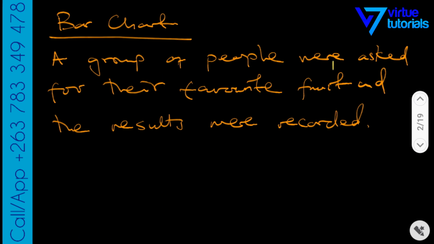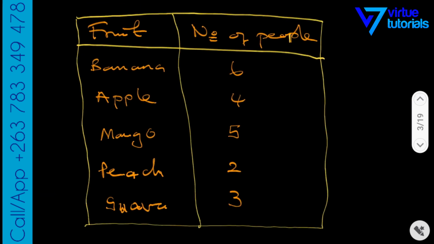A group of people were asked for their favorite fruit and their results were recorded. So what were the results? There's a table there. 6 people said their favorite fruit is a banana. 4 said their favorite fruit is an apple. 5 said mango. 2 said peach. And 3 said guava. So we can easily present this information on a bar chart, right? A bar is going to represent the number of people.